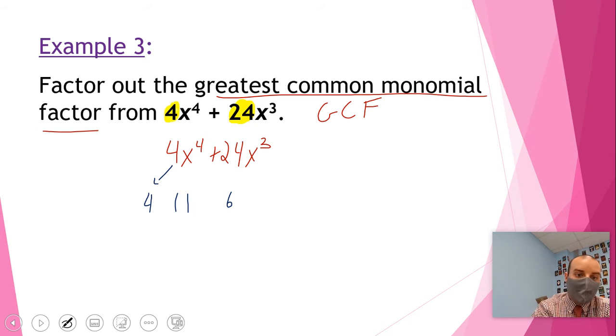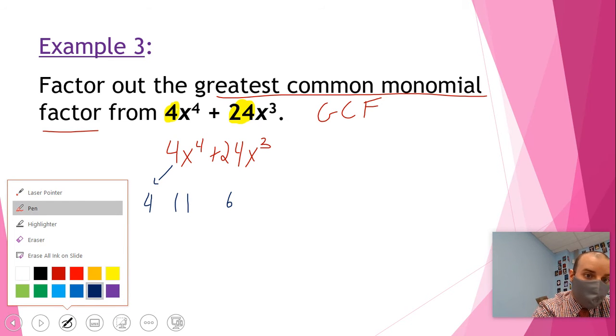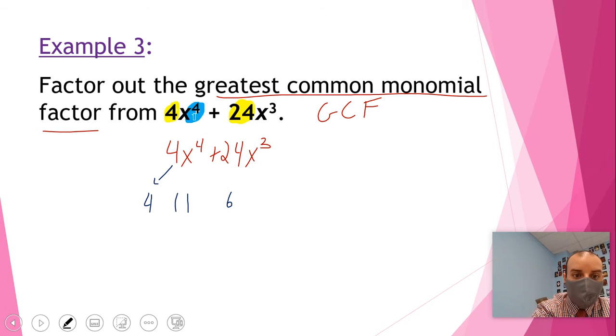Now, after you take a look at the numbers, take a look at those x's and see what you can take out of both of those. So you have an x to the 4th and an x cubed. And again, you should be saying to yourself, okay, I can take an x cubed out of both of them. So if I take an x cubed out of here, now you want to say to yourself, how do I get from 4x cubed to 4x to the 4th? Well, all I need to do is multiply by 1 to get 4 to 4. How does x cubed get to x to the 4th? You just multiply by x.